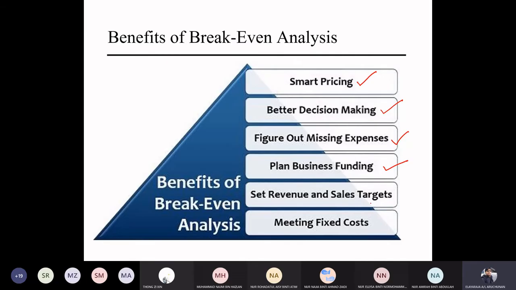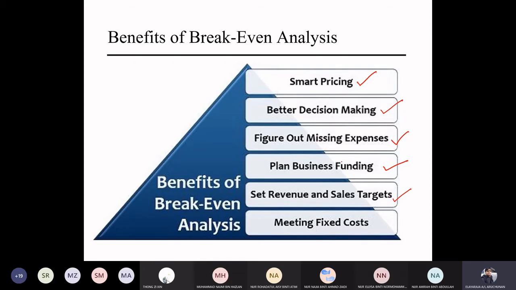And then next is setting revenue and sales targets. You know how much revenue you are looking for in your business, and then you need to set your target. How much are the sales going to be this month? That is very useful once you know how to use break-even analysis.